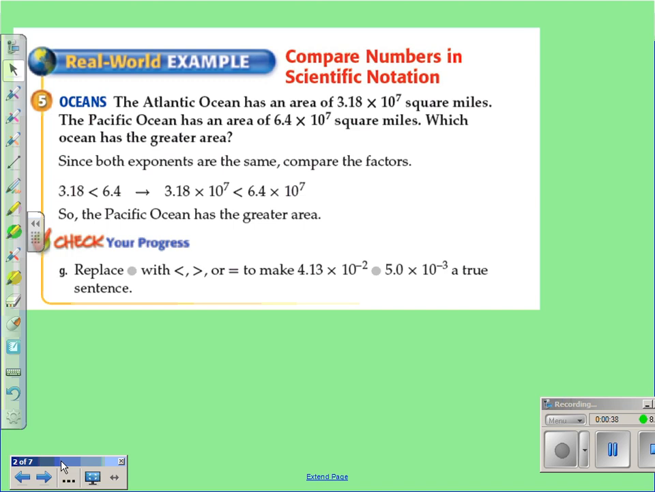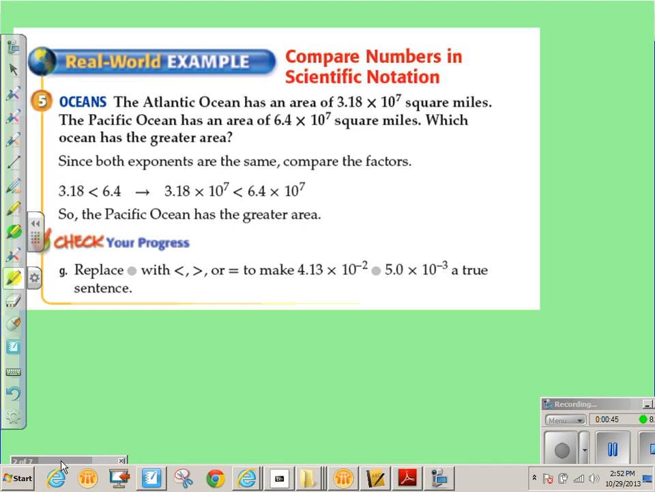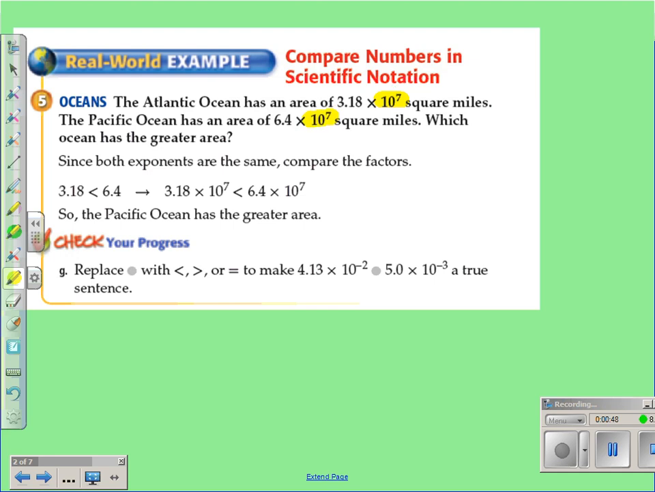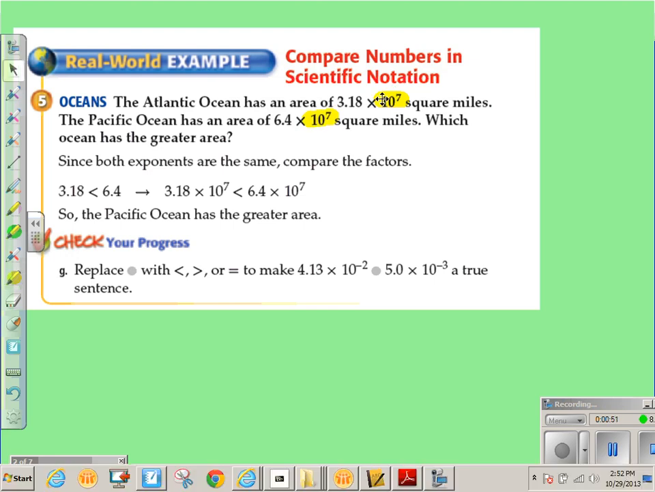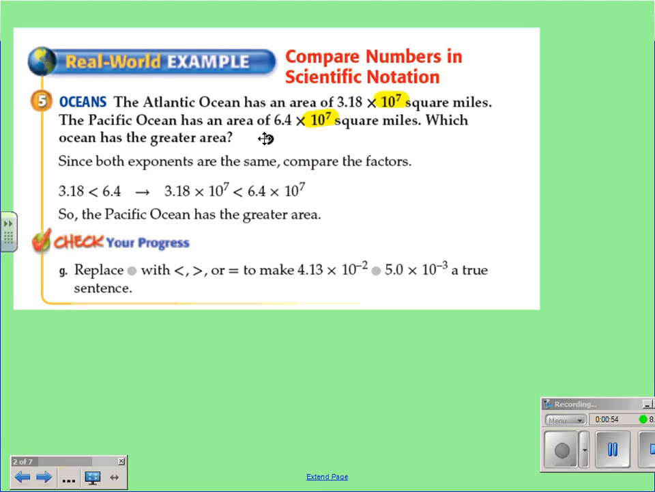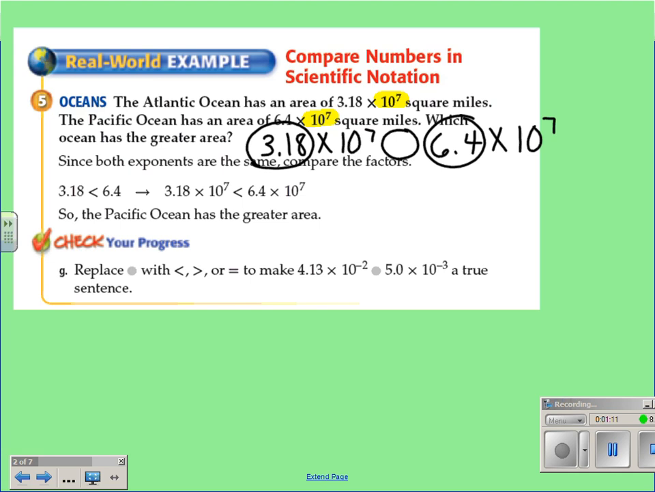When comparing numbers that are already in scientific notation, really all you have to do is look at the exponent. In my first number I have 10 to the 7th, and in my second number I have 10 to the 7th. Because the exponents are the same, all I really have to do is look at the first number. The first number is 3.18 in the first value and 6.4 in the second. Therefore, 3.18 times 10 to the 7th is less than 6.4 times 10 to the 7th. It's just comparing the first number because, once again, the exponents are exactly the same.